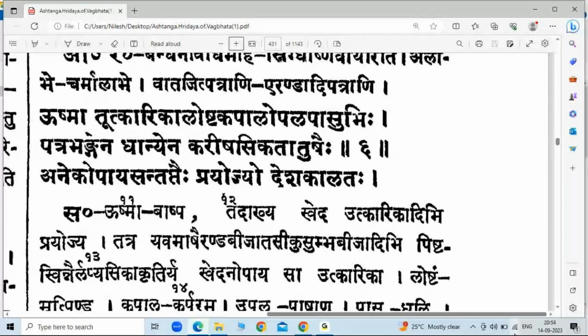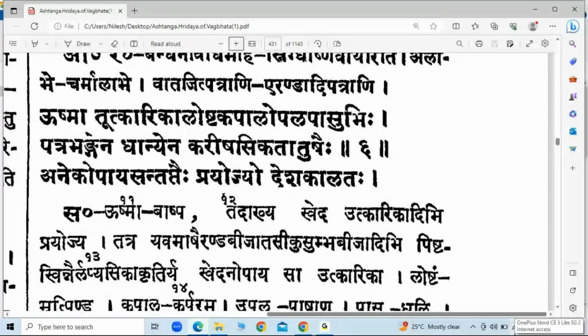Ushma stands for bashpa. So here earlier we found one Svedam called Tapasvedam, and it is Agni Taptam. So there is direct heating using a source of fire. But here it is Ushma. The Svedam is done with the Ushma generated from various things.